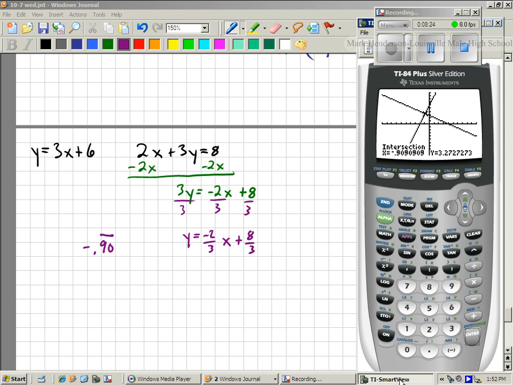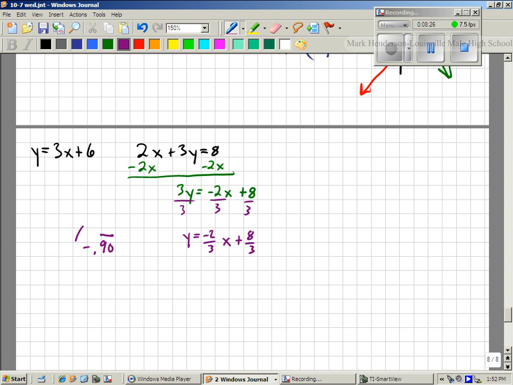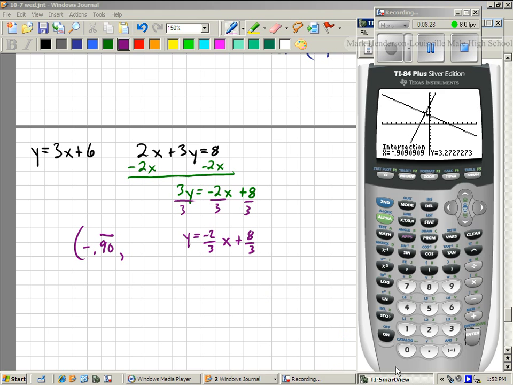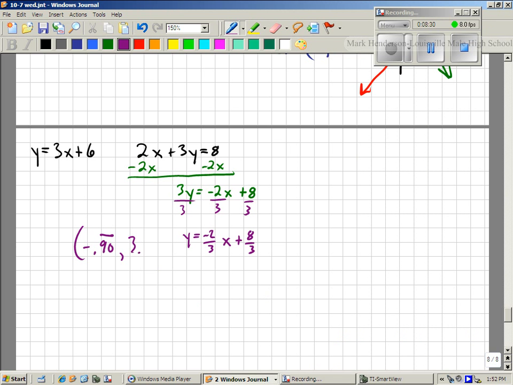Okay, so the intersection here is negative 0.90 repeating. Is it negative? Yeah. And then 3.27 repeating, with a 27 repeating. That is the intersection. So, is that a lot easier than trying to graph it and do it by hand? Would we have gotten the right answer if we did it by hand? No chance.